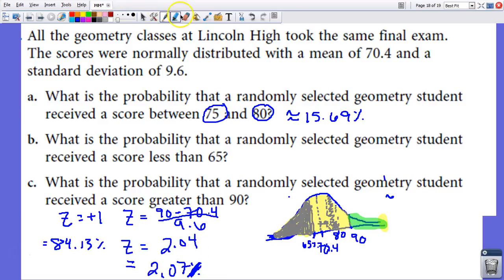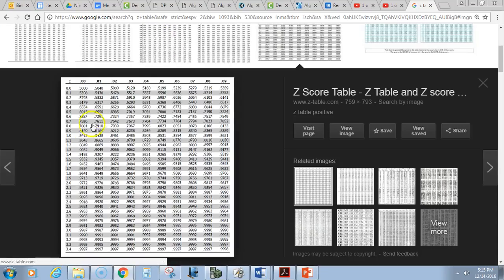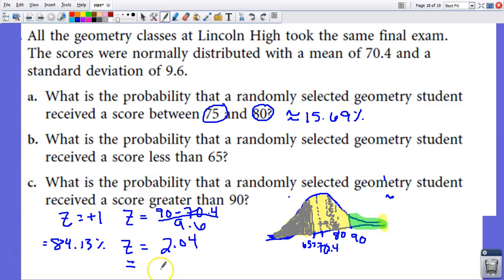Oh, where'd that come from? That's the actual answer, I think. 0.9793, so 97.93%. And we subtract that from 100 to find that itty bitty green piece, and you get 2.07 approximately. I did that in my head, so please check. Percent, and that's the green color right there. We had to subtract it from the z-table. Okay? Oh my gosh, we're almost done.